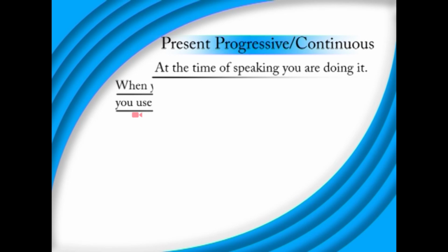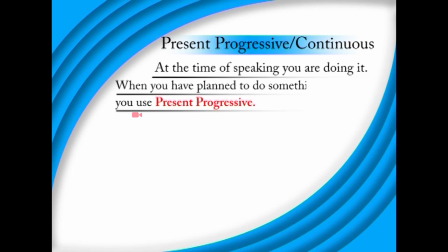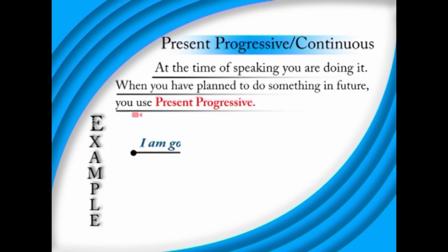And present progressive has some other use. Like, when you have planned to do something in future, you use present progressive. Like, maybe next month you want to do, and you say, I am going to Mumbai next week or next month. Instead of future, you're using present continuous because you have planned it already. And it is your personal arrangement.